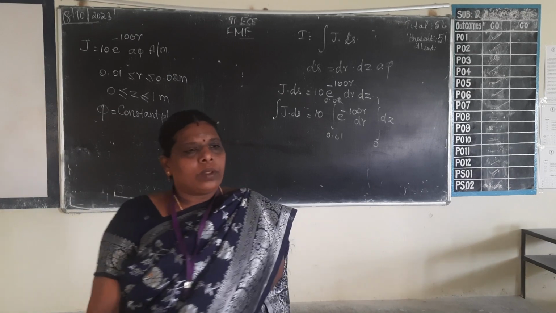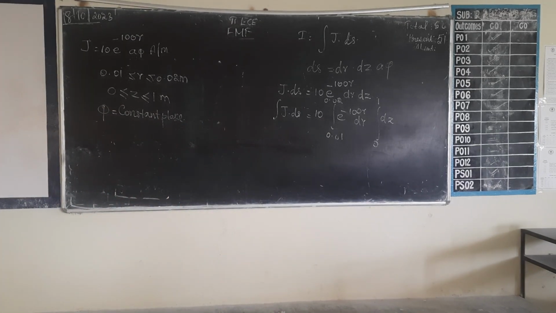Find out now. You just have to integrate e to the power minus 100r. Integrate. What is the integration of e to the power of minus 100r? e to the power minus 100r divided by minus 100. Very good. Put the limits to simplify now. We are getting the answer.